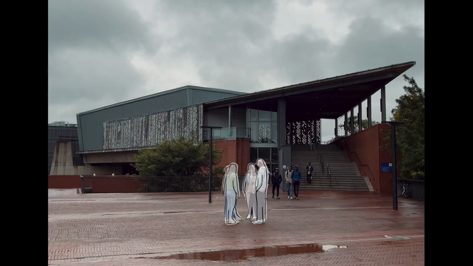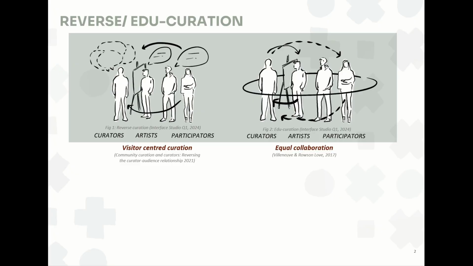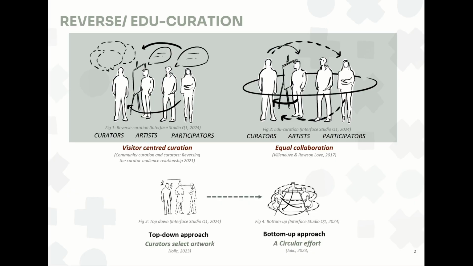Welcome to our subgroup presentation focused on Edu-Curation and reverse curation. To us, these terms speak to a curatorial method that is inclusive of the curator, artists, and visitors as participators. The approach is visitor-oriented and requires equal collaboration to be successful. This type of curation is a shift from the traditional top-down approach to a circular bottom-up process.